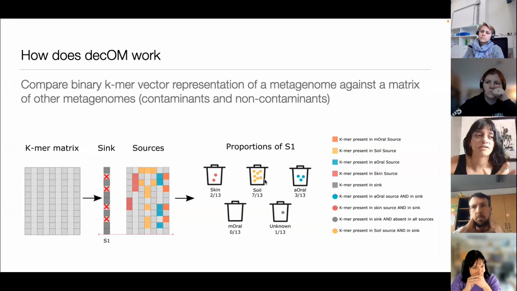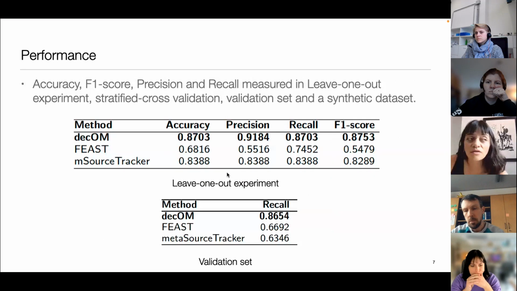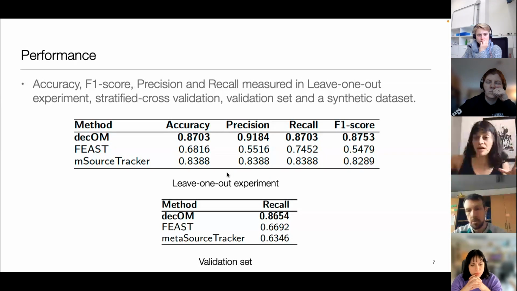But roughly what you need to understand is that it's equivalent to a problem of balls falling into bins, and it's simply counting the occurrences and then estimating the proportions. So for that, we evaluate the performance with different metrics, such as accuracy, F1 score, precision, and recall in different experimental setups.